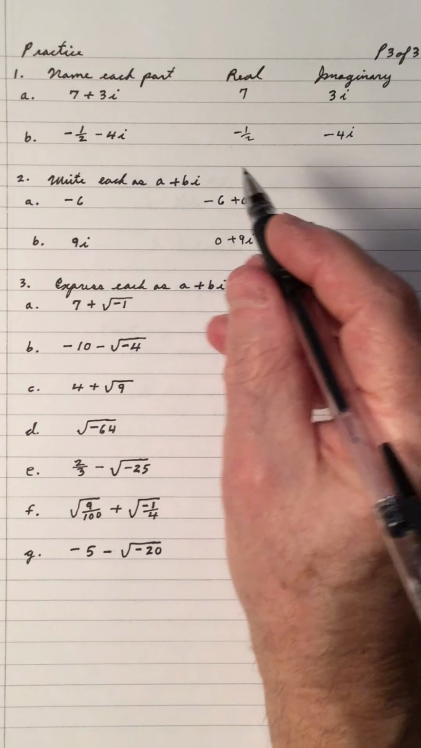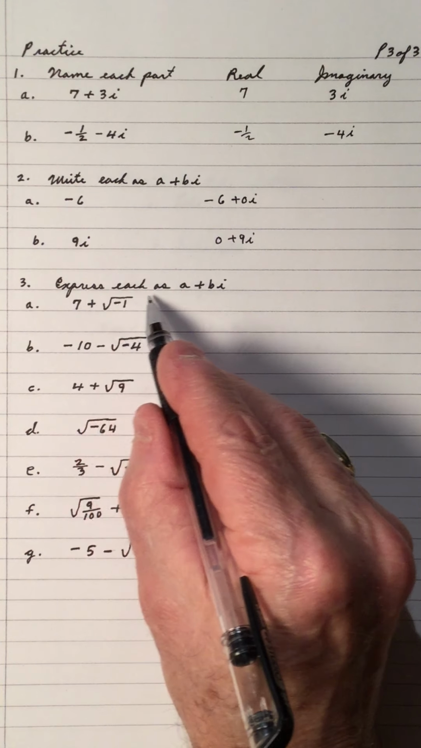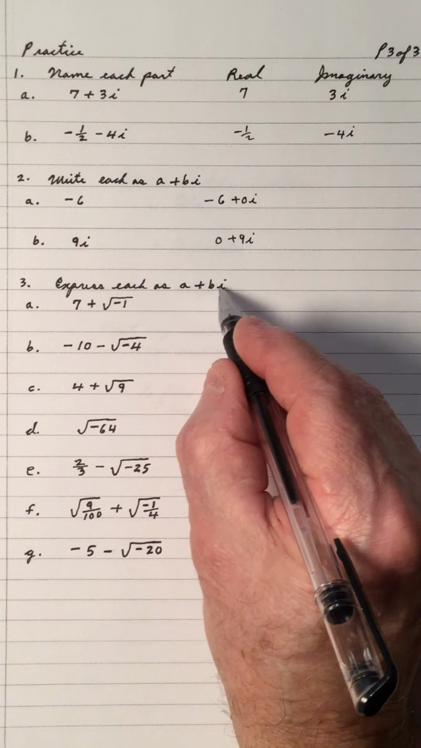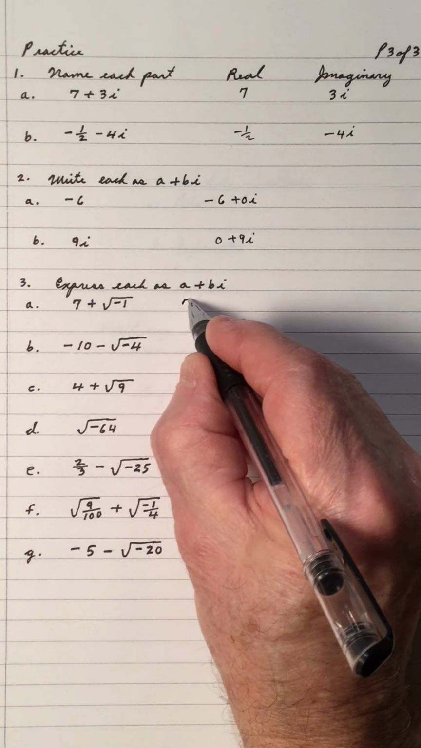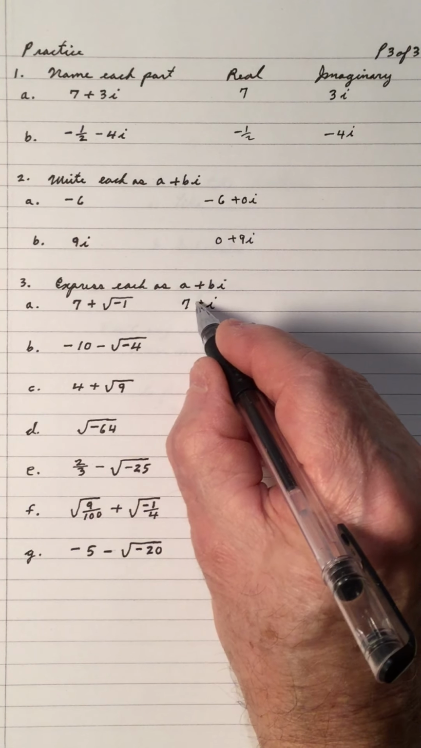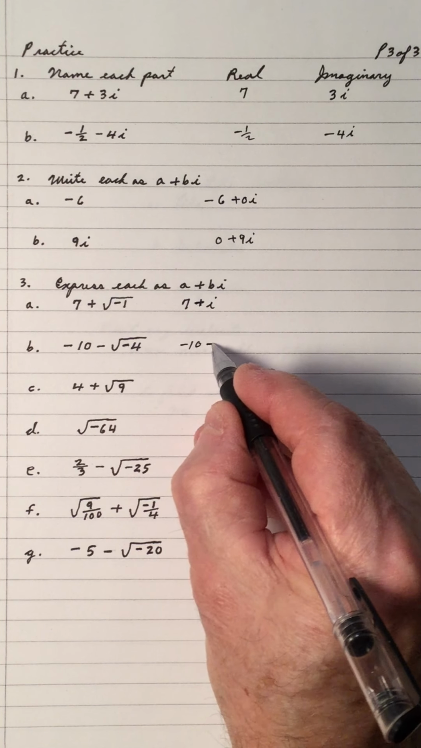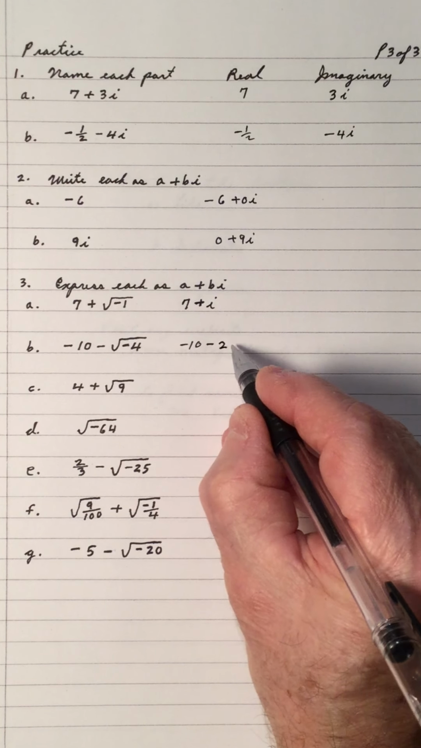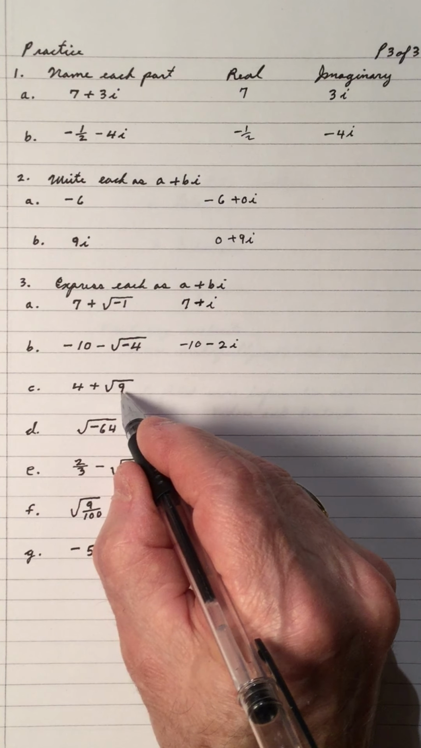And number 3, again, pause the video and work these out. Here we go. Express each as a plus bi. Again, a is the real part, bi is the imaginary in this complex number. So we get a is 7 plus the square root of negative 1 is an i. We got a negative 10 and subtract the square root of negative 4, the square root of 4 is 2 with an i.